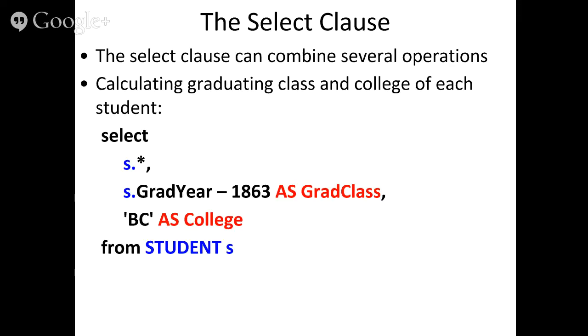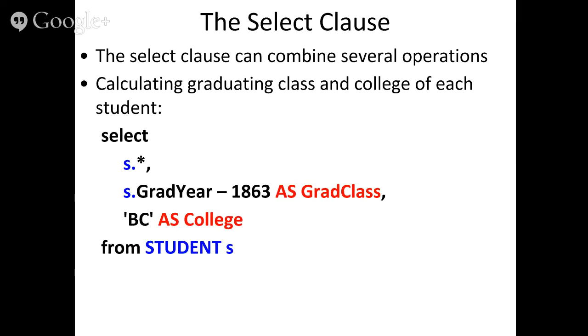As it's iterating over the table, we have each one of the records, so we have all these values as we go. For each one of the records, we are inserting 2 new fields. One is grad class, and the other one is the college. We're generating them on the fly for each record. The value for the graduating class will be whatever the graduation year, minus 1863, and it'll come up with a new value.